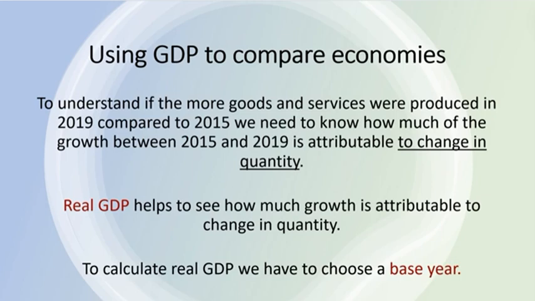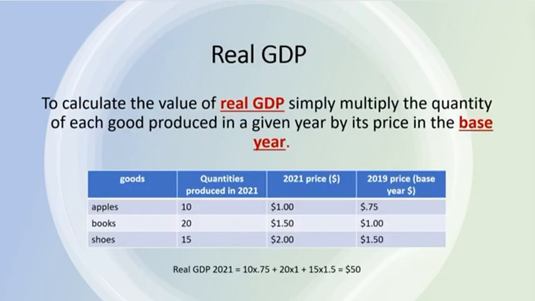That is where another comparison other than nominal GDP comes in. Now we focus more on real GDP, which helps to see how much growth is attributed to the change in quantity. When it comes to real GDP, it cannot be calculated without first choosing a base year. To calculate the value of real GDP, you simply multiply the quantity of each good produced in a given year by the price of its base year.